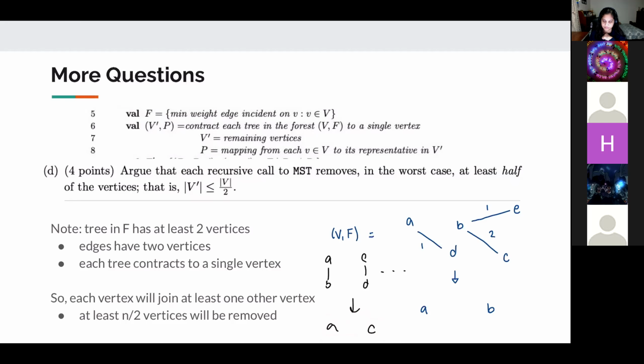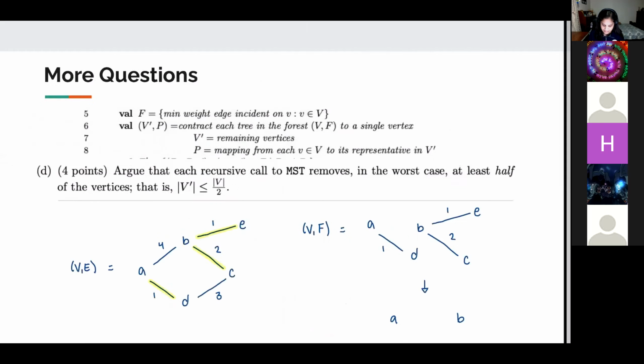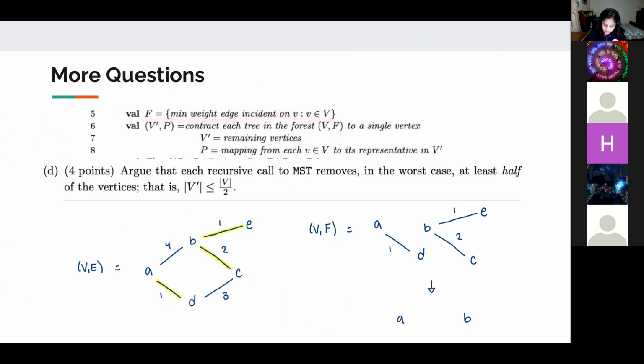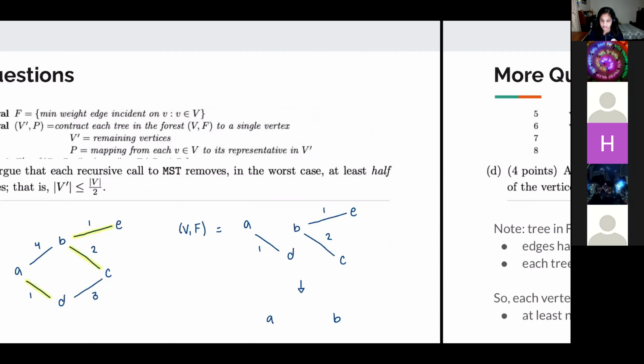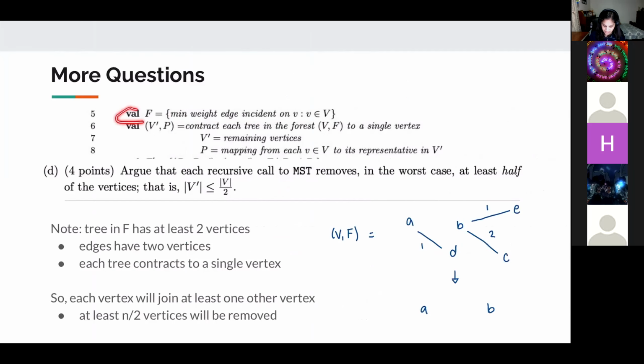Wait, why is it a forest like this? And how? I guess I'm generally confused. Why can we remove at least half of the vertices? Yeah, so it's a forest just based on the way that F was defined, because we're just picking the minimum edge incident on V. We're not going to have any cycles because that would mean that there are 2 minimum weight edges, which isn't possible. And then some of these are disconnected, which is why it ends up being a forest. That's just based on how F is defined.